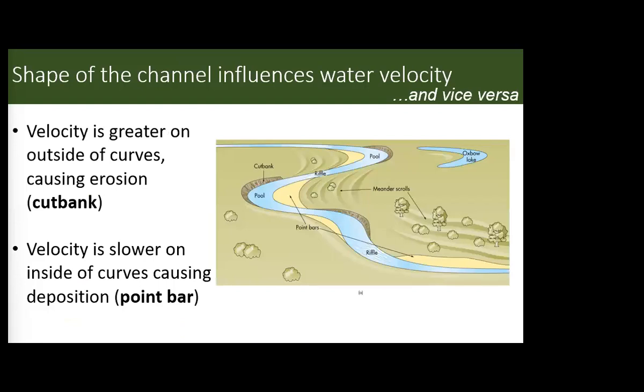So what we frequently get when we have meandering streams is a cut bank and a point bar. Cut banks are areas of erosion. Point bars are areas of deposition. At cut banks we're removing material. At point bars we're depositing and placing material. So you'll see this pattern in pretty much every meandering stream.